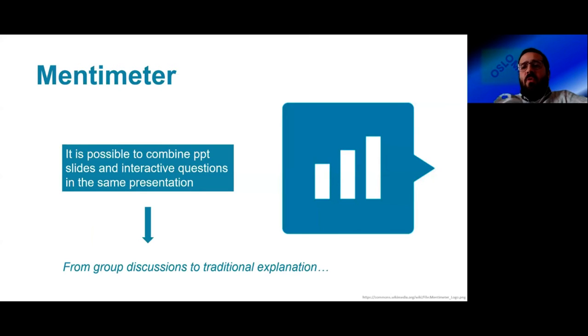I mentioned Mentimeter. We use this tool to adopt this strategy, and actually Mentimeter was quite good because it allows us to combine PowerPoint slides, which means a traditional lecture where you explain something, with other slides with questions and answers. So in the same presentation, when we prepare the lecture beforehand, we already think that it's hybrid and it's dynamic. So from traditional to exercises without losing any time, because it's in the same room at the same time, and it's all prepared beforehand. It's quite effective to go from group discussions to traditional explanation.